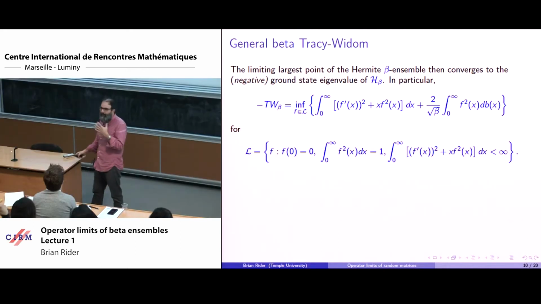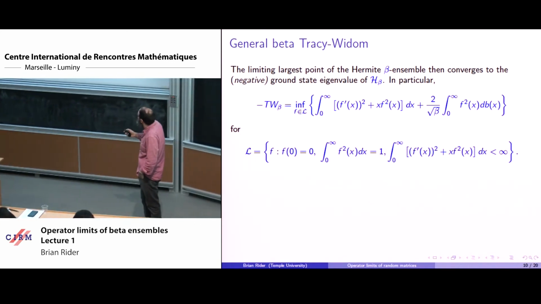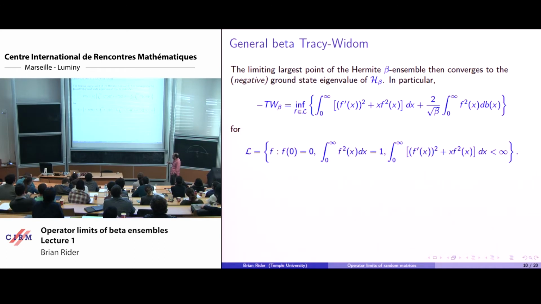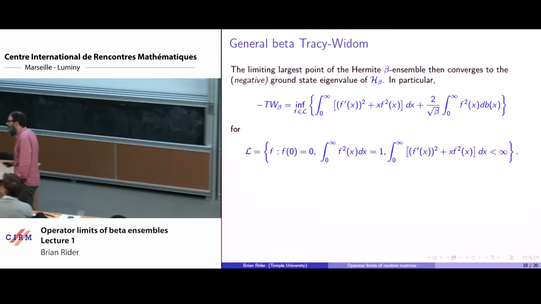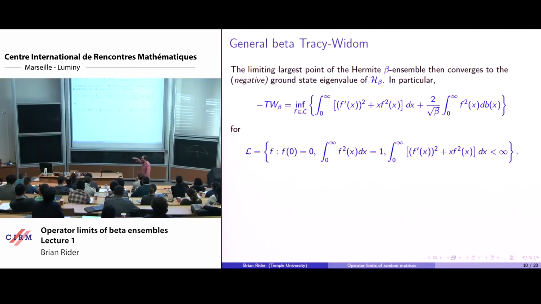But assuming it is, here's what you do. You boldly just write down this quadratic form because it's the natural one, and you minimize over the right space. I said you should have Dirichlet conditions, so you want that. You want to normalize in L2, and then you want the good part of the energy to make sense. So this is TWB, not FB. It's the actual random variable, and it's just some ridiculous nonlinear function of a Brownian path.